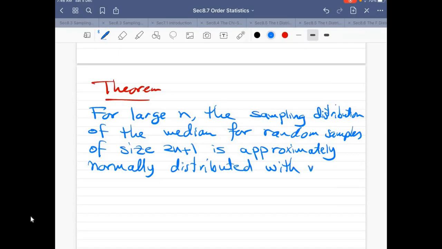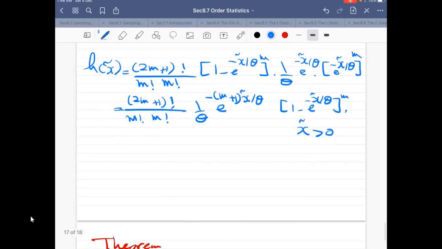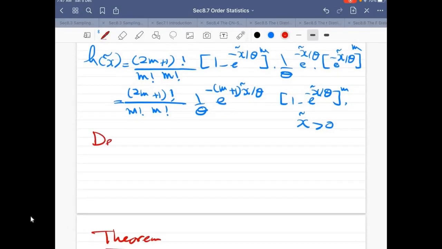Okay, with mean mu delta, and the variance 1 over 8 into f of mu delta squared into n. What is mu delta? We need to define the population median.